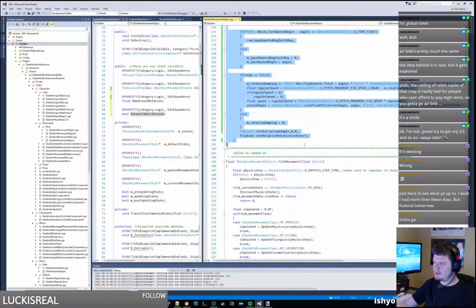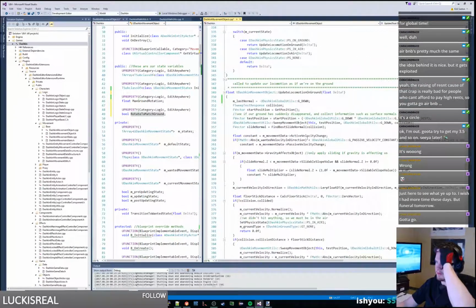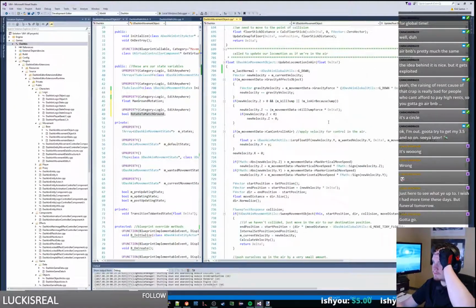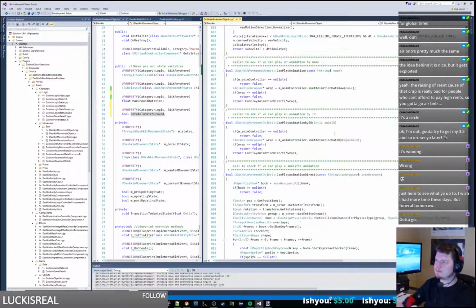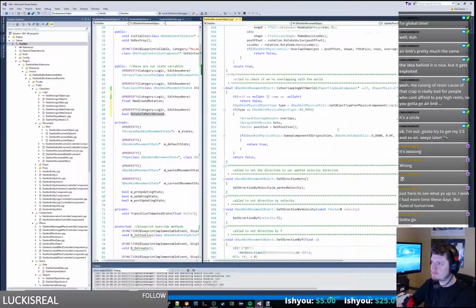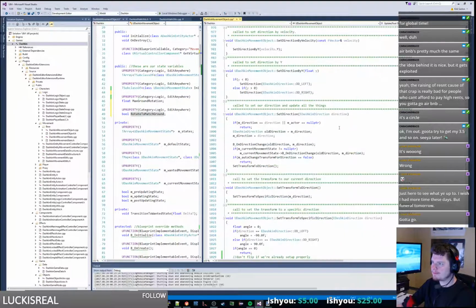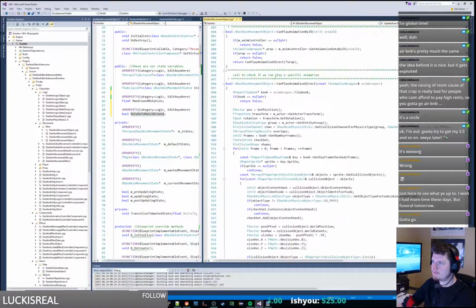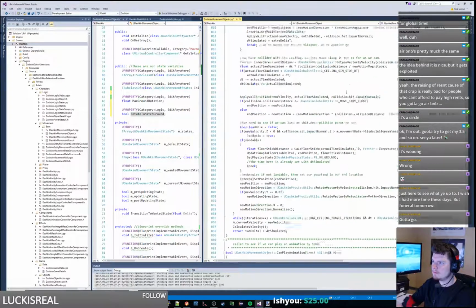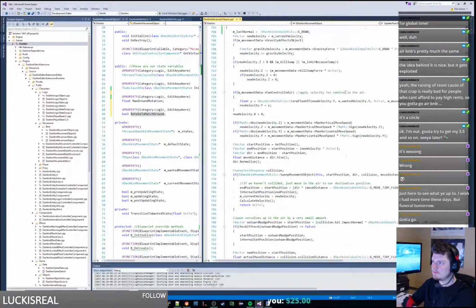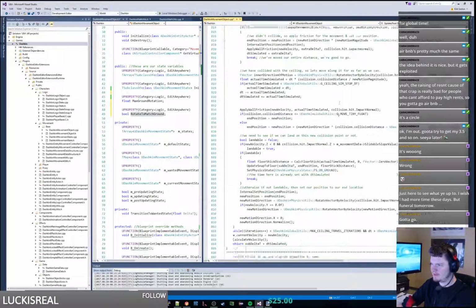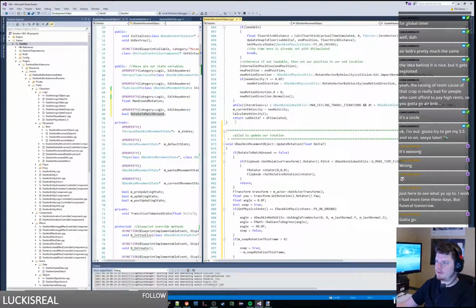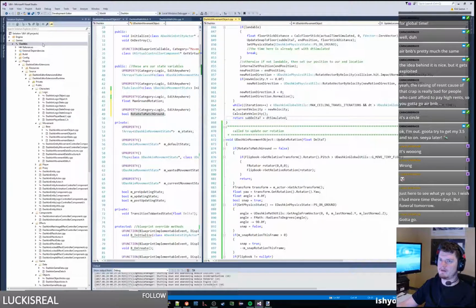So update rotation does a whole bunch of stuff. We should probably throw it under most of our movement code. Yeah, I think it'll go right in here. Man, what a giant file this thing has become. We're gonna have to split it up at some point.